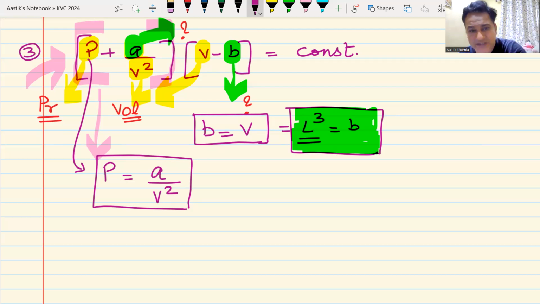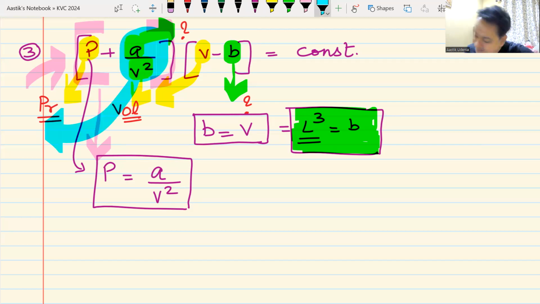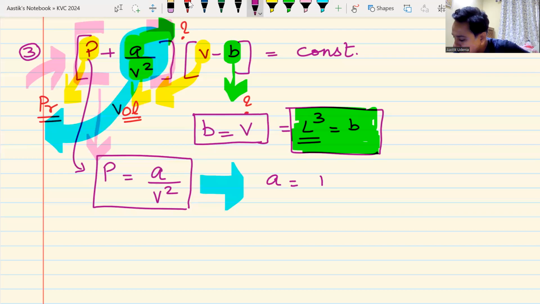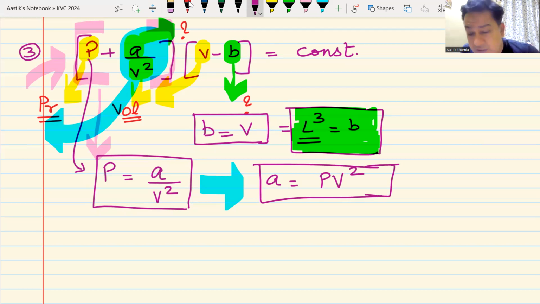P is pressure. Pressure can only be added to pressure. So the next quantity, this entire quantity in blue, has to be pressure. Do we understand this? That's it. So now I can get, remember, not the value of A, but the dimension of A, and the dimension of A will be the dimension of P multiplied by V square. It is as simple as you get. You already know the dimension of P. You already know the dimension of V. You can get the dimension of A.